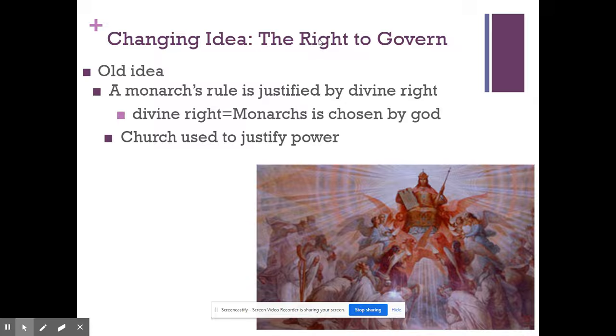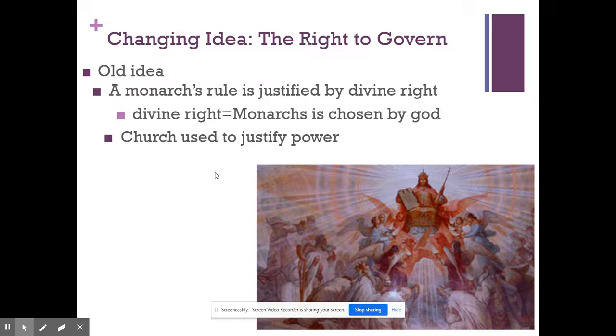So when we say the right to government, what we mean is who has the right to rule people. The old idea is called divine right, that a monarch is chosen by God. You can see in this painting, here's the monarch, the king or queen is chosen by God, and they are the ones who rule. So you should listen to them because God chose them. And they use the Catholic Church to justify that.